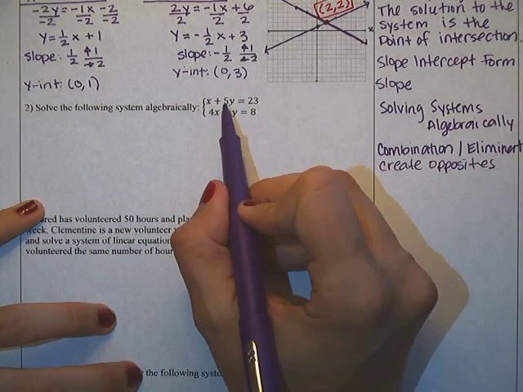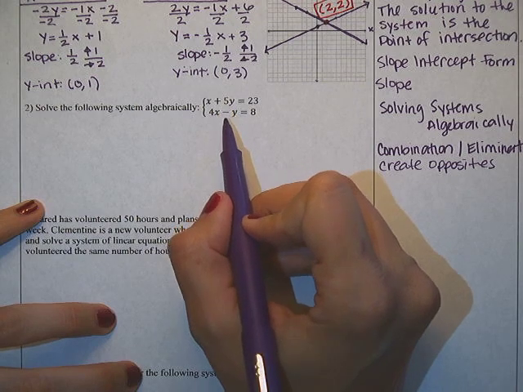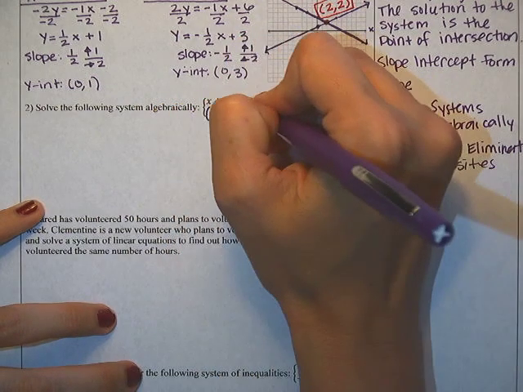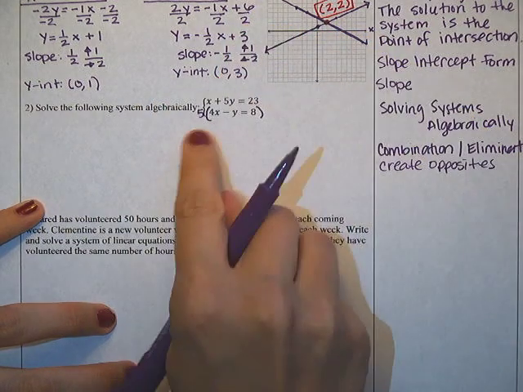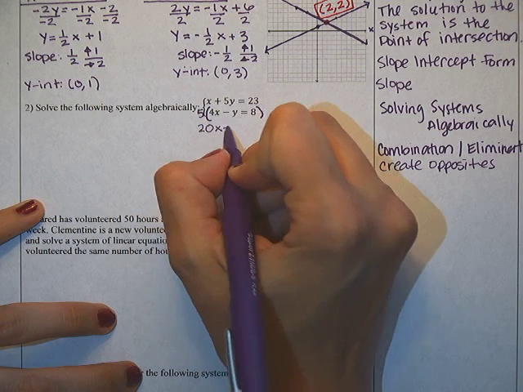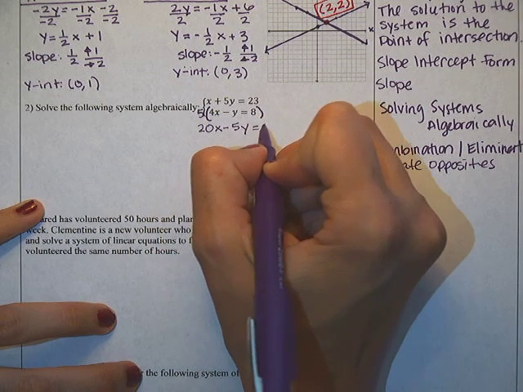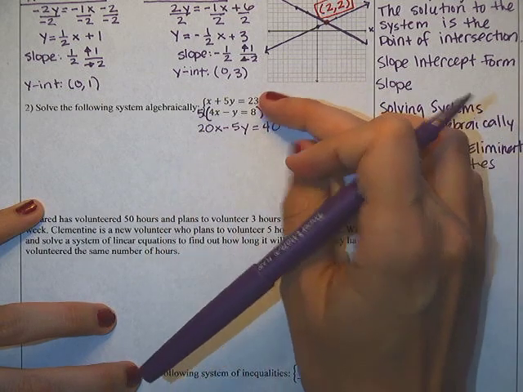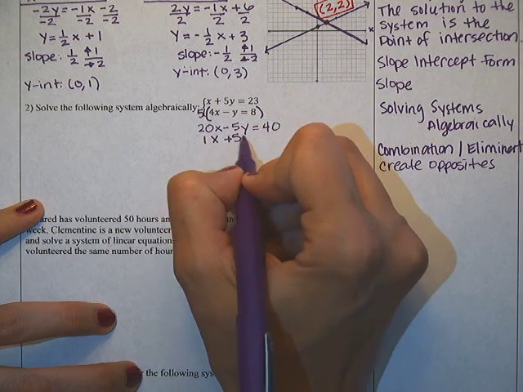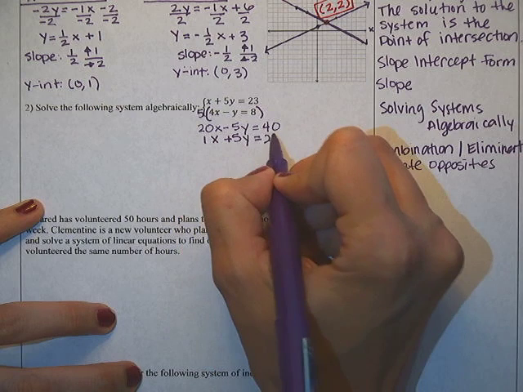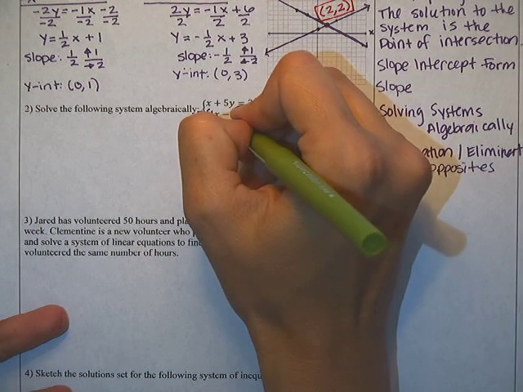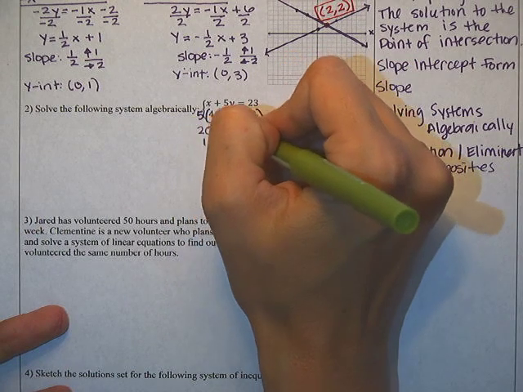So here we have a positive 5. The opposite of positive 5 is negative 5. Here we have a negative 1. We can change that to a negative 5 by multiplying the entire equation by 5. And you end up with 20x minus 5y equals 40. So now I'm going to take that top equation and stack it underneath. And you can see that we now have opposites. Okay, so I'm going to identify my opposites by putting a little cloud around them.